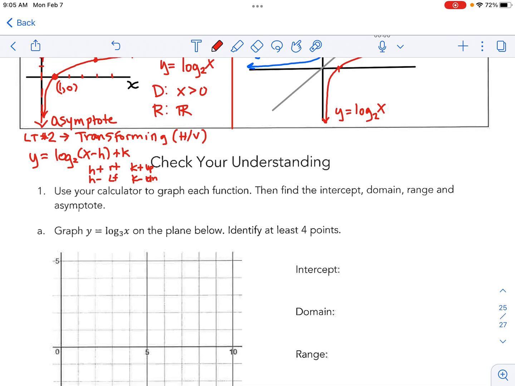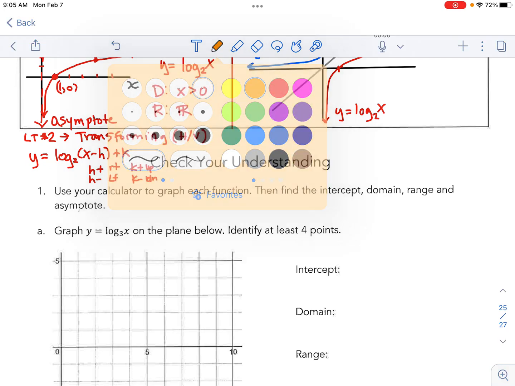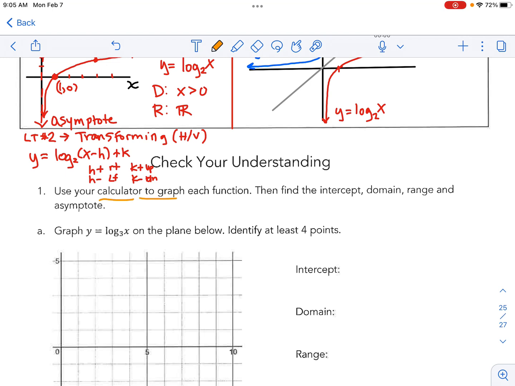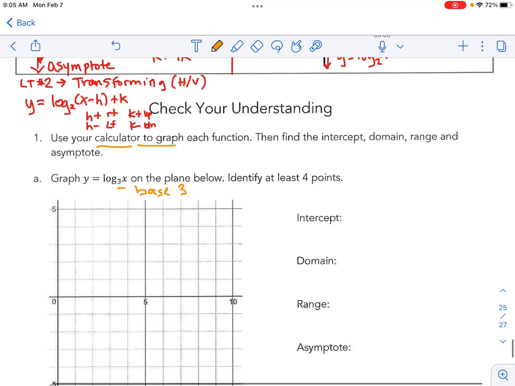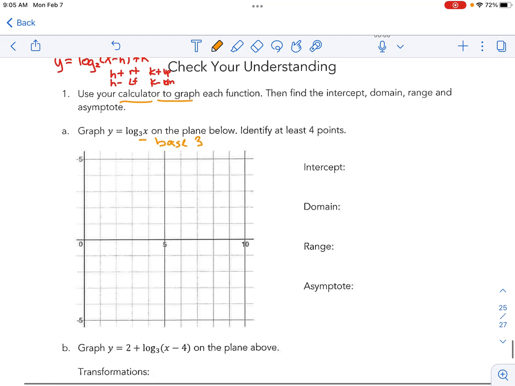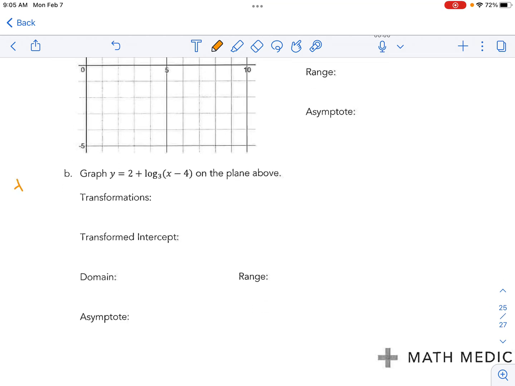So as you look at the check your understanding, it says use your graphing calculator to graph each function, and so just a couple of things to acknowledge is, one, we're going to let you use a calculator to graph. But basically we want to see that pattern based on, this is base 3. Okay, so that means 3 to a power. So when you're graphing your points, we want to see that pattern of taking 3 to a power on the function.